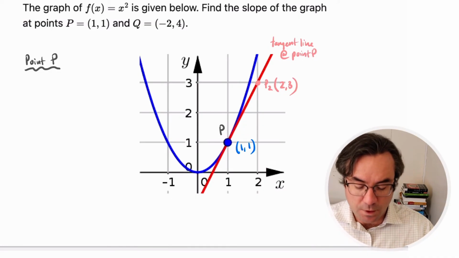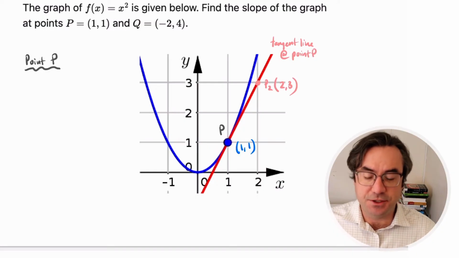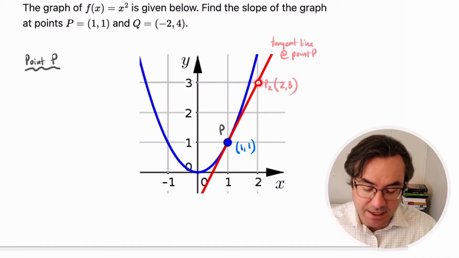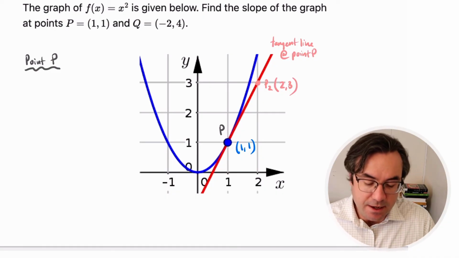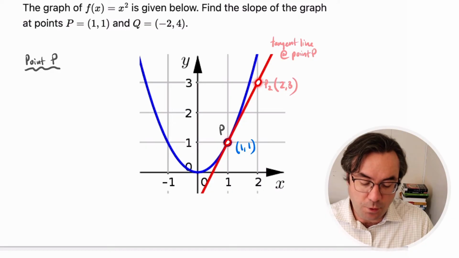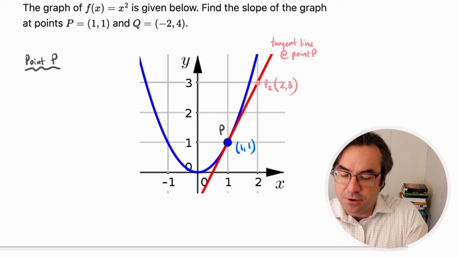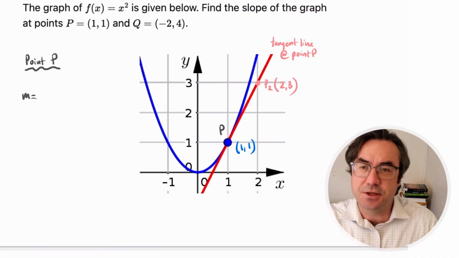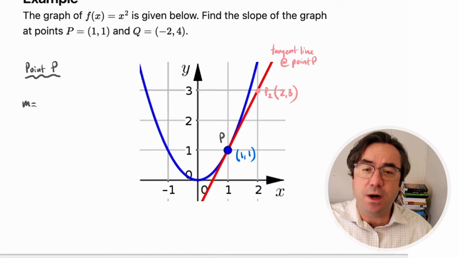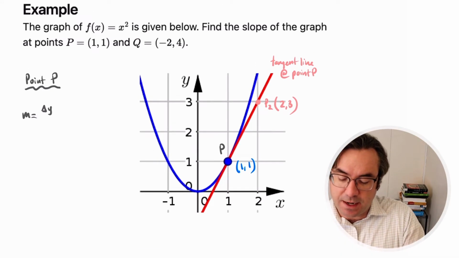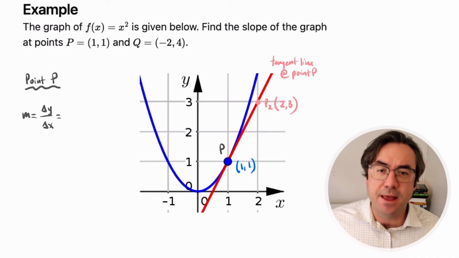Once we've found our point of tangency, we've drawn in our tangent line, and we've picked out a second point that sits on the tangent line, now we just have 2 points and a line, and we can use our regular slope formula. If you remember, our regular slope formula says the slope is the change in y over the change in x, so delta y over delta x.